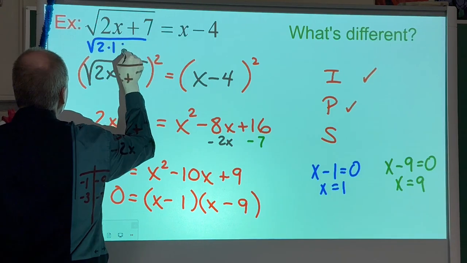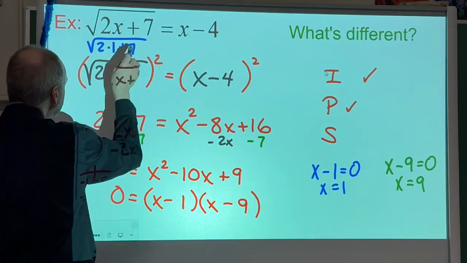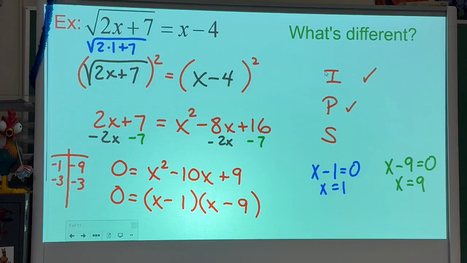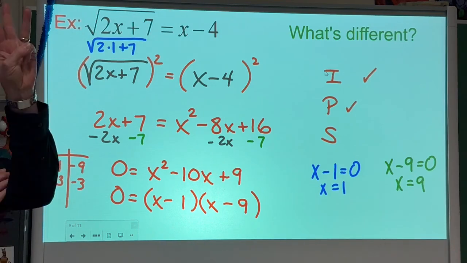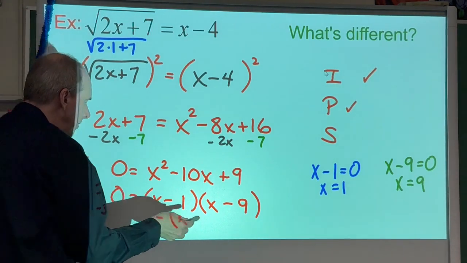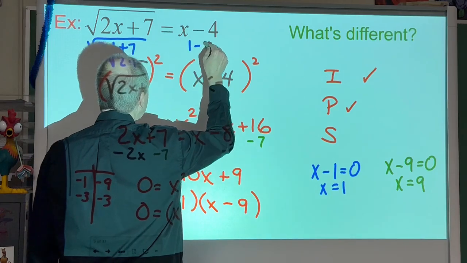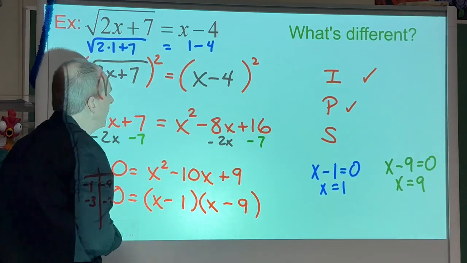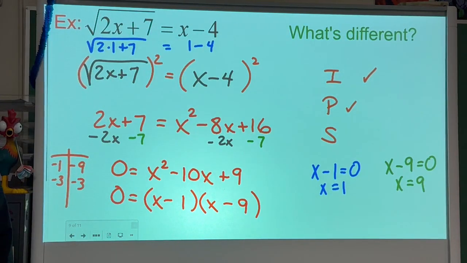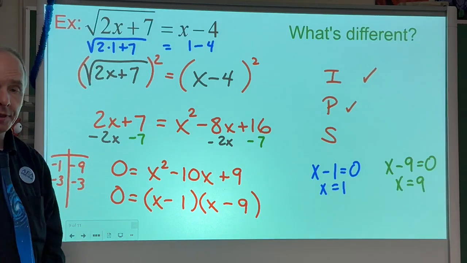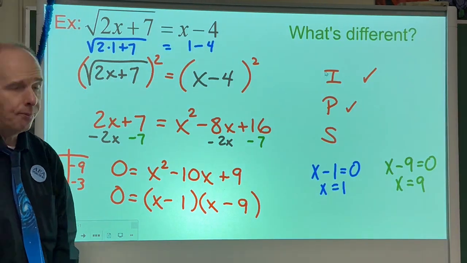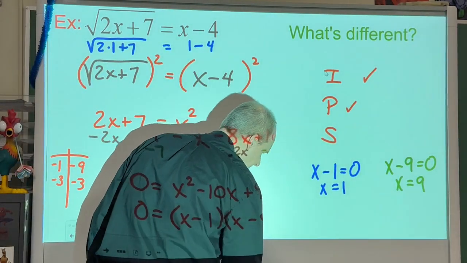2 times 1 plus 7. Work this out on a calculator. I'll wait for you. Square root of 2 times 1 plus 7. I got 3. Now put this in your calculator. 1 minus 4. 1 minus 4 is negative 3. Does 3 equal negative 3? Nope. Extraneous solution.